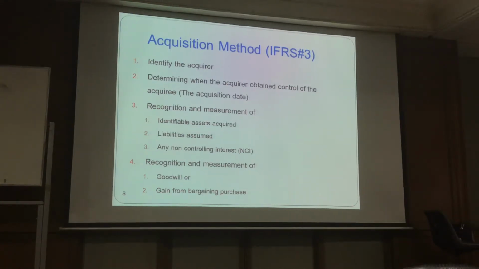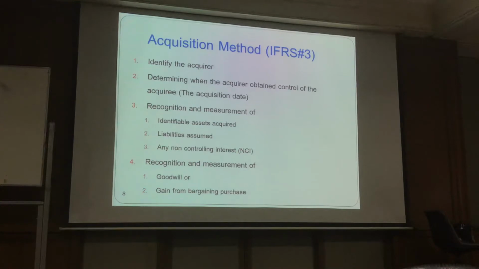First, identify the acquirer. Who acquired the firm? Alright, who acquired the firm? Normally, a big company acquires a small company, isn't it? Like CPR taking over Macro. A big company takes over the smaller one.